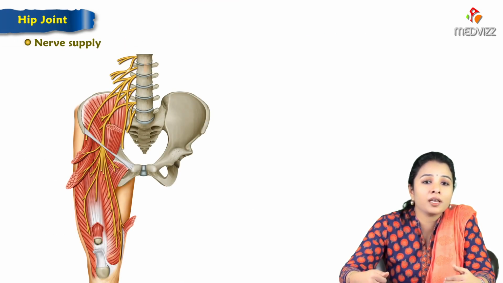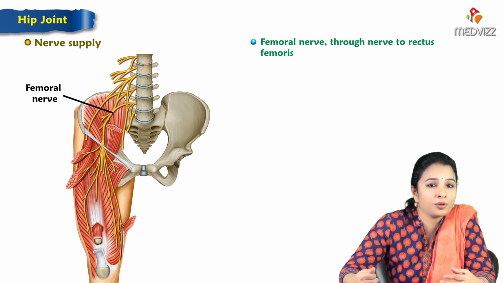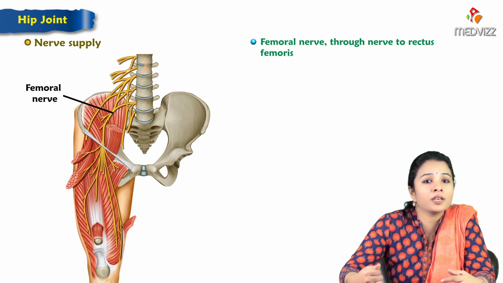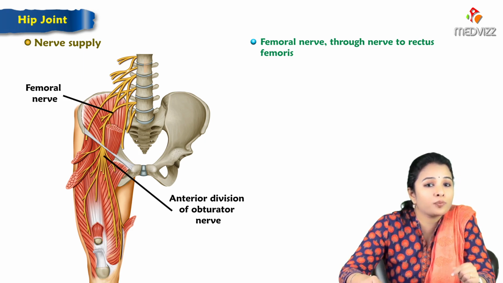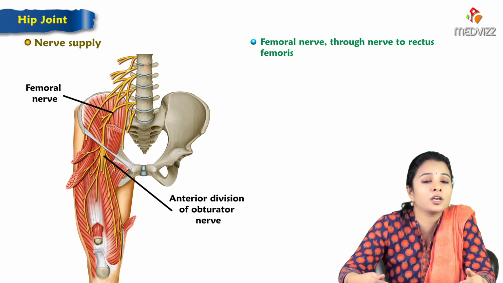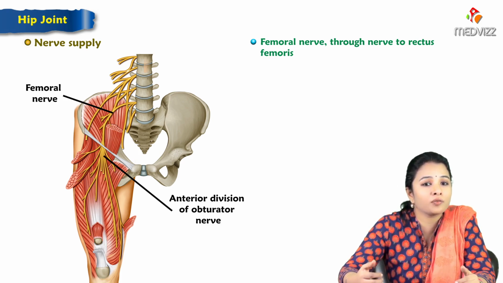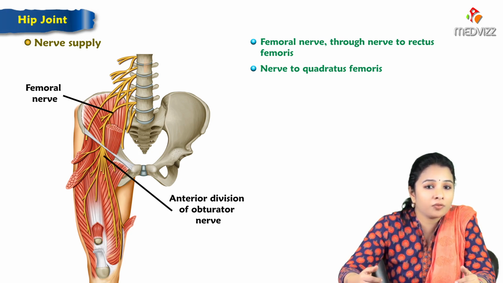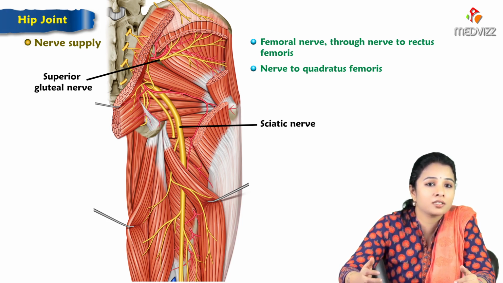Moving on to the nerve supply, as we know, the anterior compartment of the thigh is supplied by the femoral nerve. So the femoral nerve, through the nerve to rectus femoris, the same nerve supplies the hip joint also. And the anterior division of the obturator nerve. So we know the obturator nerve is the nerve of the medial compartment of the thigh, which also supplies the hip joint from the medial side. Nerve to quadratus femoris, superior gluteal nerve, sciatic nerve. From posteriorly, the superior gluteal nerve and sciatic nerve supply the hip joint.